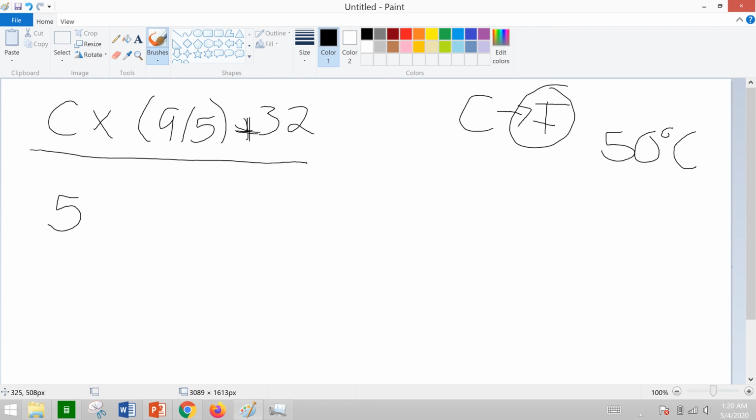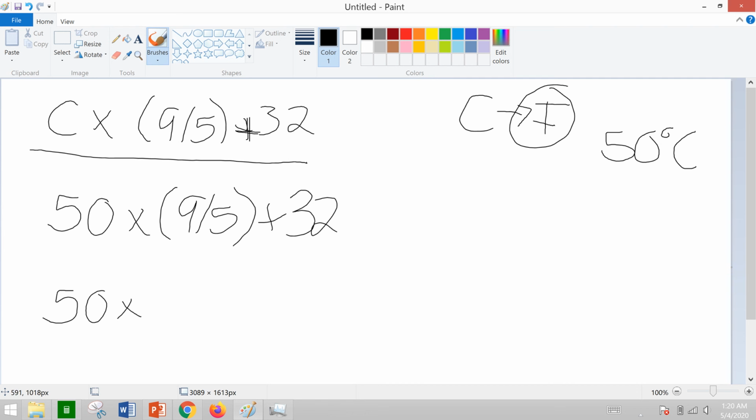So we have 50 times 9 divided by 5 plus 32. Okay, so what do we have to do first? First, we need to do the division since it's in the parentheses. So we will bring it down. Remember I said it's a 1.8. So we will do 50 times 1.8 plus 32. Okay, so order of operations again, 50 times 1.8 goes first, plus 32.